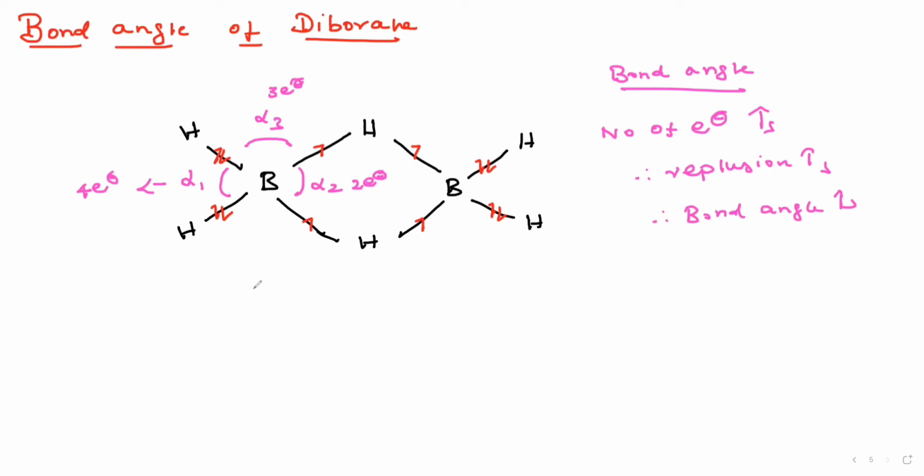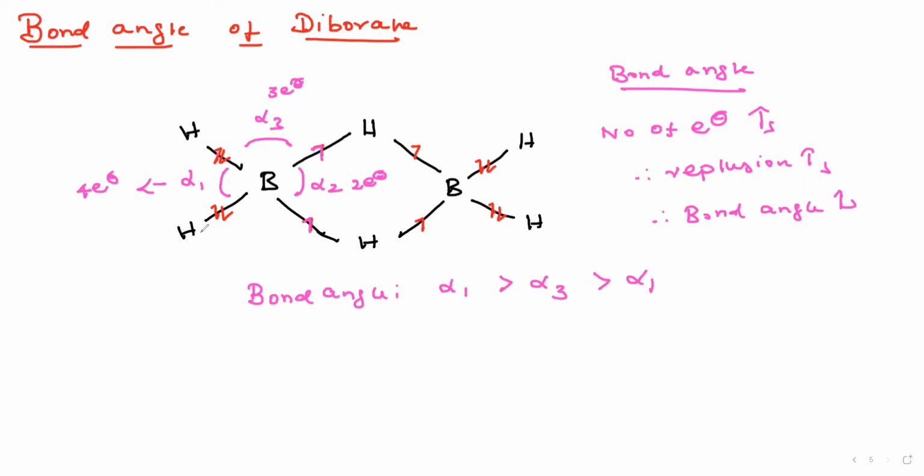Please note. Your bond angle should be what? Alpha 1 is higher. Then alpha 3 lower, right? Because only this is 3 electron, then alpha 2 only 2 electron involved. In this alpha 3, 2 plus 1, 3 electron. Now alpha 1, 4 electron, therefore alpha 1 is higher the bond angle, then followed by alpha 3, then alpha 2 is lesser. This alpha 2 is internal bond angle, the alpha 1 is outer bond angle, this is also outer bond angle.